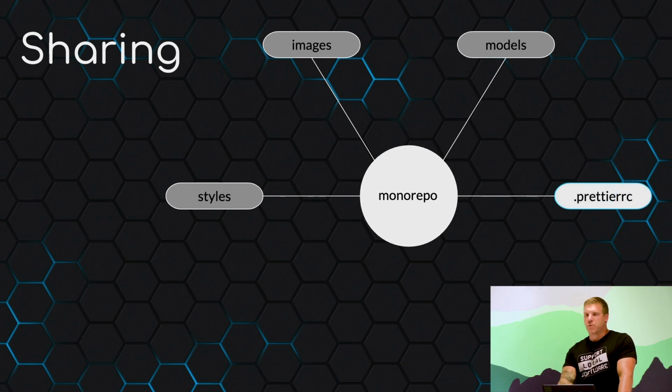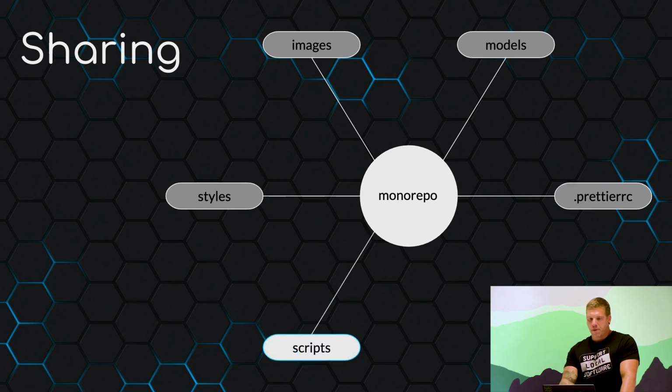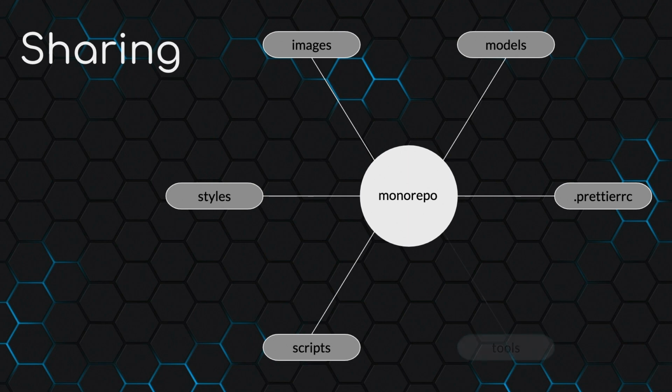This one's also a big one too, Prettier, right? You can have one Prettier RC file sit at the root of your repo, and all your projects are now following that format. Scripts, any type of scripts that you write, whether it's for your front-end devs or once you get into CI/CD, they can be written once, stored once, and shared amongst all the projects.